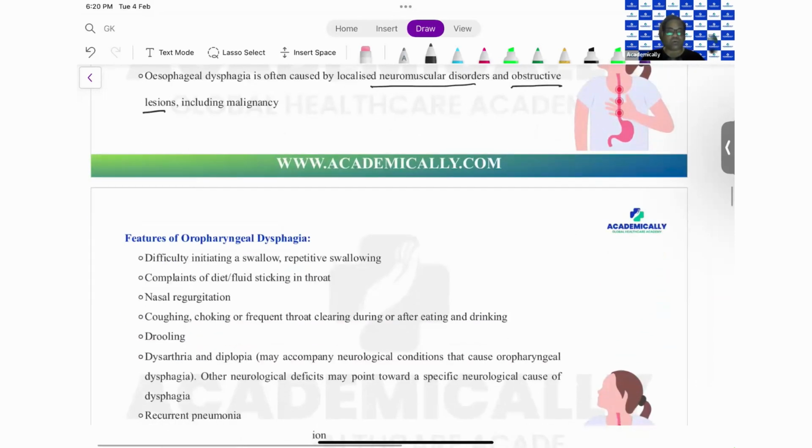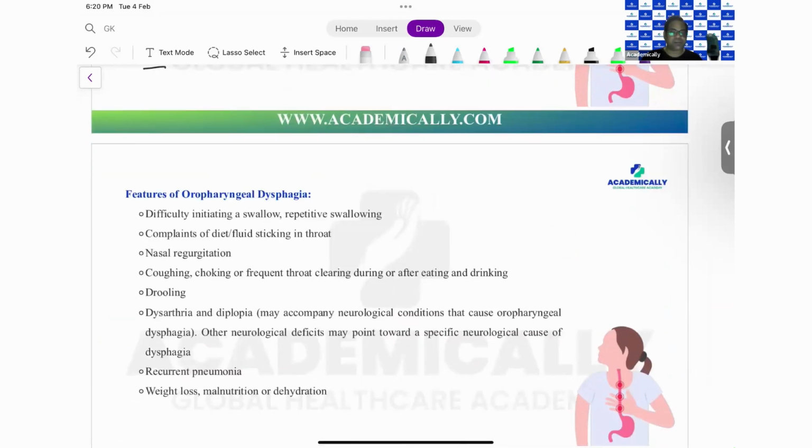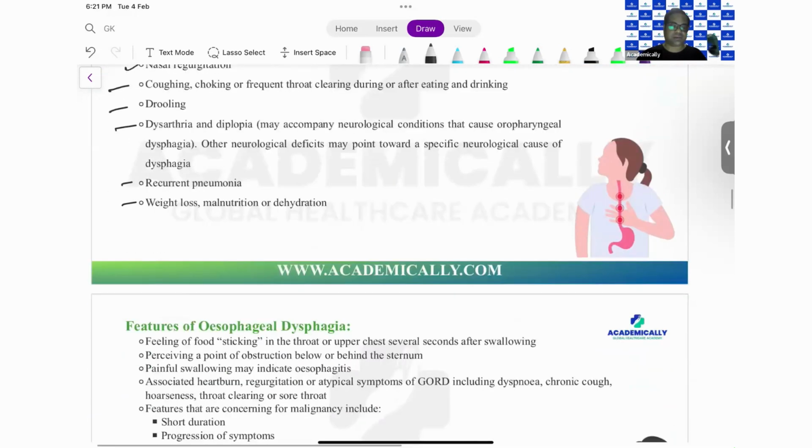So if you're looking at oropharyngeal dysphagia, there will be difficulty in initiating a swallow because the voluntary phase is affected. And because there might be paralysis of the palate, there might be nasal regurgitation. Food sticks higher up, not below, higher up. There might even be coughing, choking, drooling, other neurological features like diplopia, dysarthria, recurrent pneumonia, weight loss, etc.